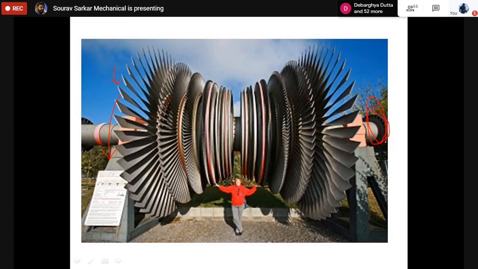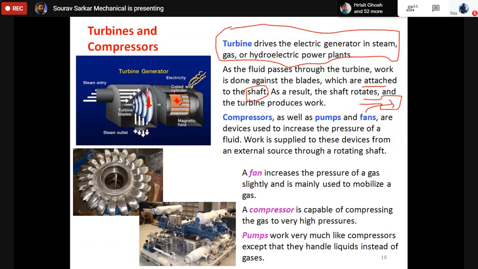So basically what is happening inside the turbine: you are hitting it with a high velocity, it is converting into rotation, and due to this process the pressure drops because you are extracting energy. As you are extracting energy, the pressure will drop. So that is the basic definition of a turbine.